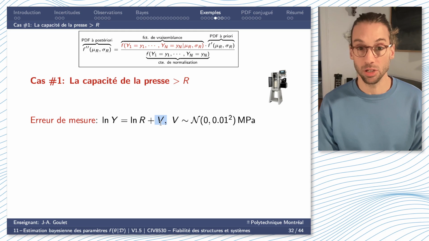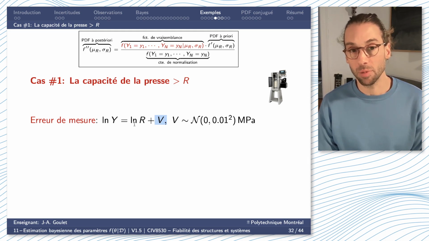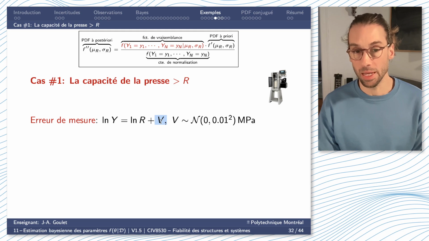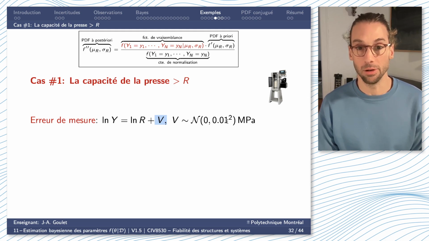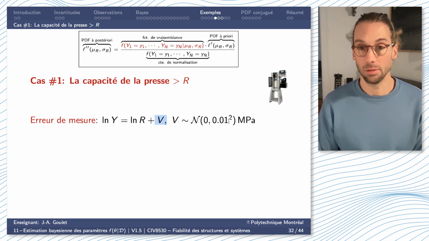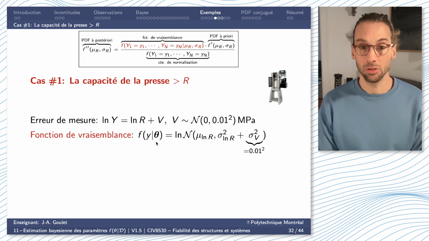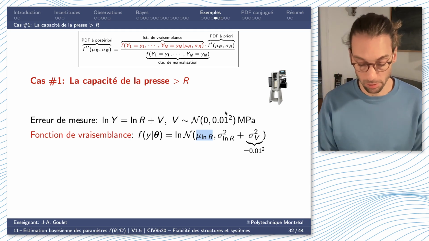Here, the observation error is multiplicative, because it's going to be additive in the log transform space. So in the log transform space, because it's additive, it's going to be described by a normal with mean 0 and variance 0.01 squared. My likelihood function is going to be a log normal, where I have the mean in the log space plus the sum of the variance in the log space: sigma ln of r, what I'm trying to characterize, plus the variance of my observation error, again in the log space.